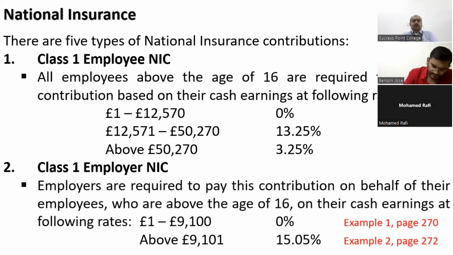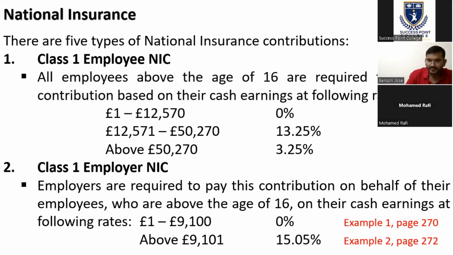So please write this, and then you see this. Employers are required to pay this contribution on behalf of their employees who are above the age of 16 on their cash earnings at the following rates. Again, these rates will be provided to you in the exam. So there is one contribution paid by the employee and one contribution paid by the employer based on the same earning.